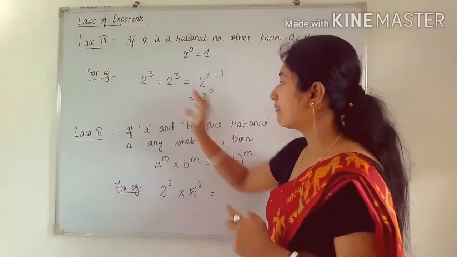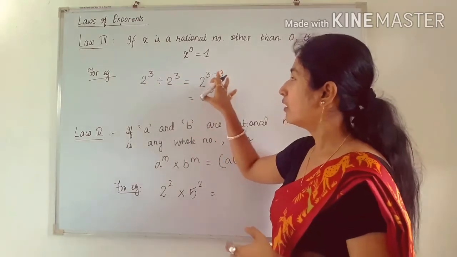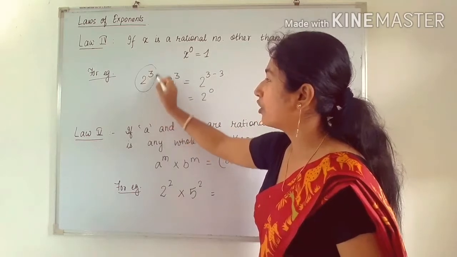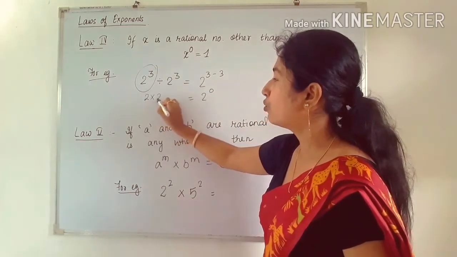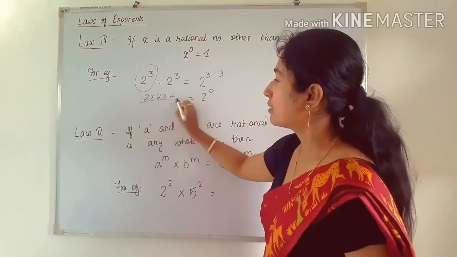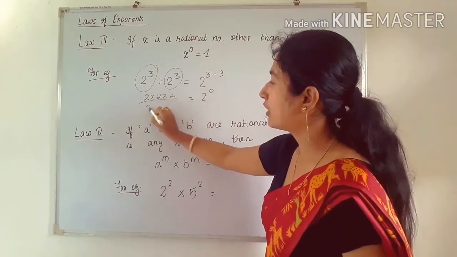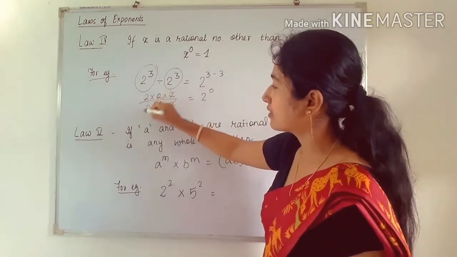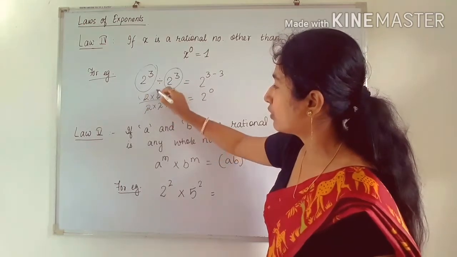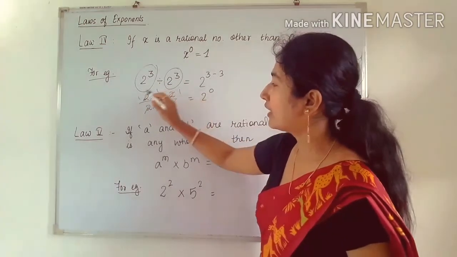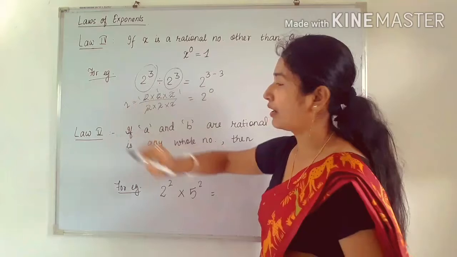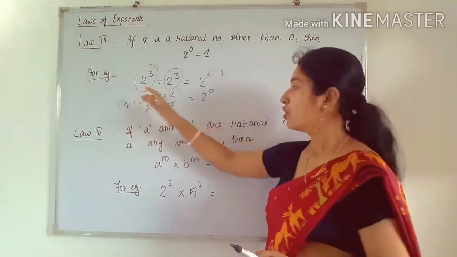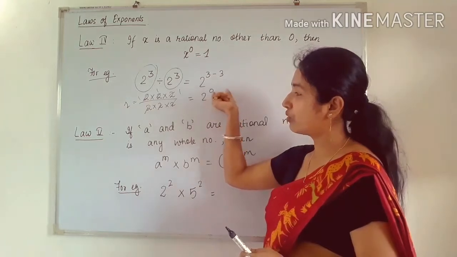We don't know the value of 2 to the power 0. But see here, if I don't use the law and I expand it, in the numerator I have to write 2 three times. Similarly, in the denominator, I have to write 2 three times. So all the 2s will get cancelled. 2 ones are 2, again 2 ones are 2, 2 ones are 2. So finally the answer will be 1, because all are 1, and when 1 is multiplied, finally we will get 1. So we can say that 2 to the power 0 is 1.